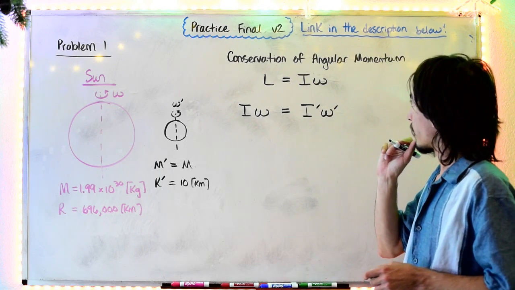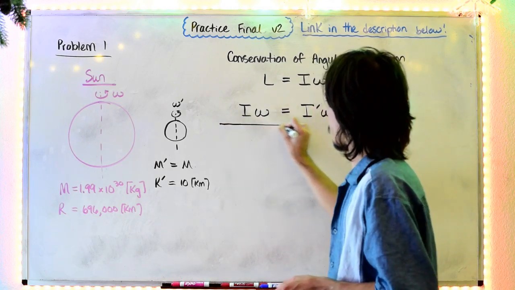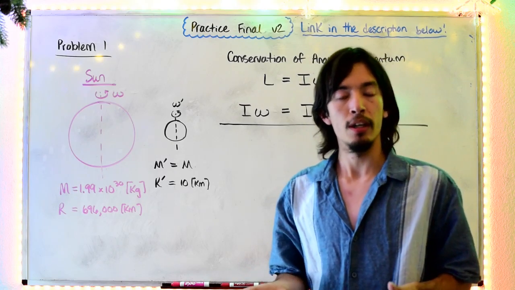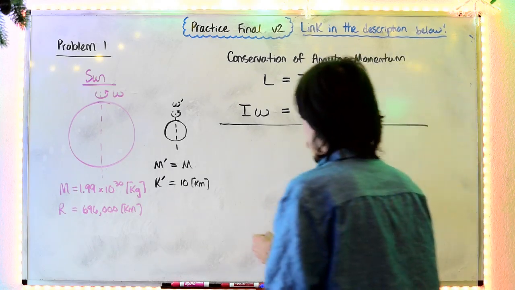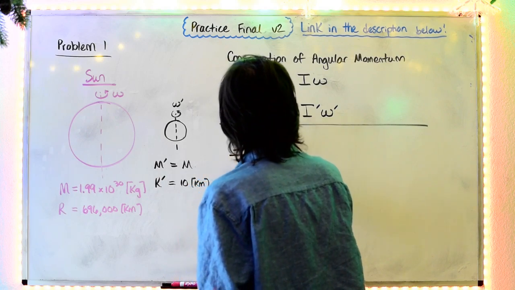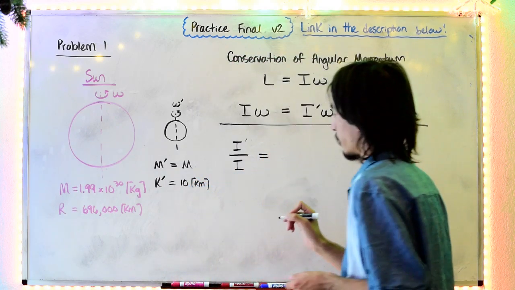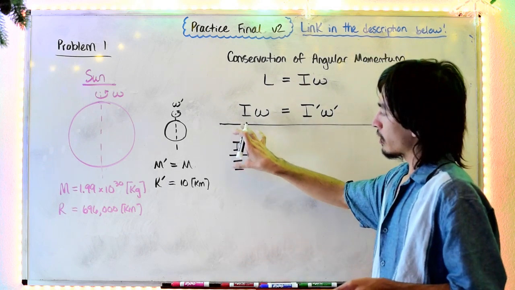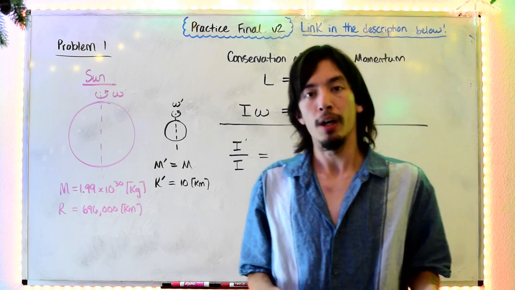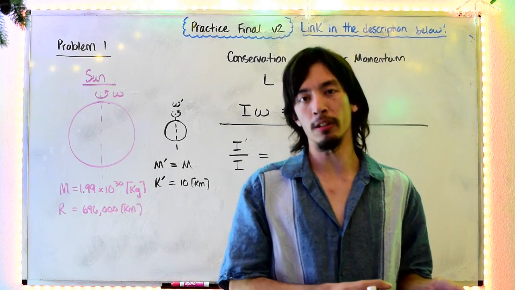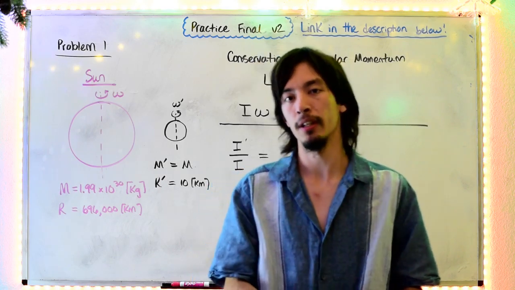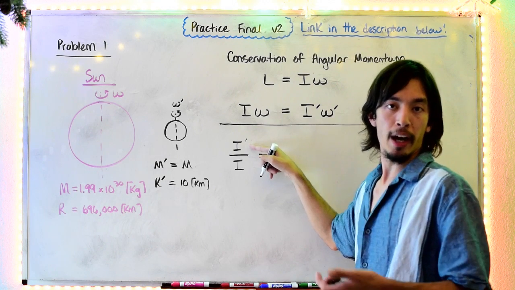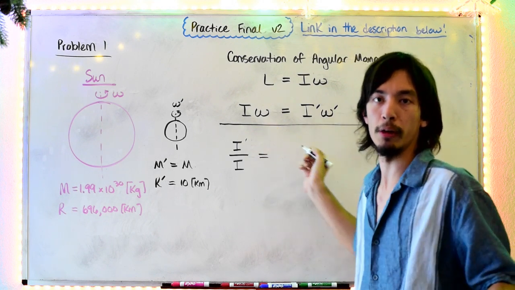Now, in our case, I want to first figure out what the ratio of the moment of inertia is. So what I'm going to do is write the ratio, which is I prime over I. Whenever you're taking the ratio, you just divide one by the other. Another way I could phrase this, instead of asking you for the ratio, is I could ask you how much bigger or how much smaller is one compared to the other. So this is just a way of saying how much bigger or smaller is the final moment of inertia compared to the initial moment of inertia.